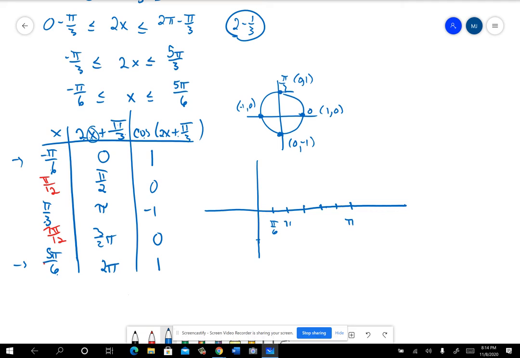2 pi over 6, which would be pi over 3, 3 pi over 6, which would be pi over 2, 4 pi over 6, which would be 2 pi over 3, 5 pi over 6, and then this would be 6 pi over 6. And then I'm going to come over here and put a little bit in the negative direction. Okay, since I have to go back to negative pi over 6.